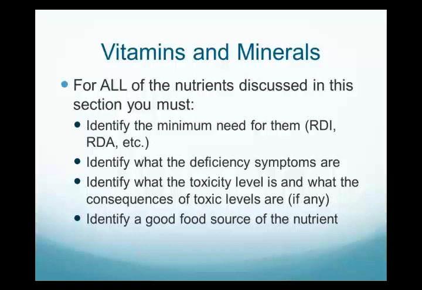I know iron toxicity is quite common, especially in younger or smaller people. So identify those symptoms on both sides. Deficiency, toxicity is if you've had too much. What is that level? If you want to identify a level, how much vitamin A can you have before we start to see these toxic symptoms? And then finally, identify a good food source of that nutrient.